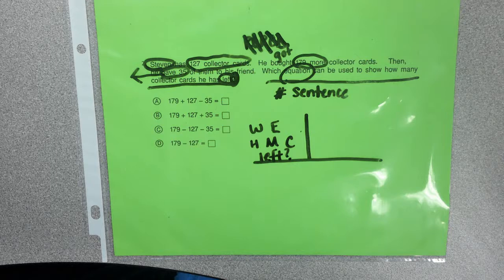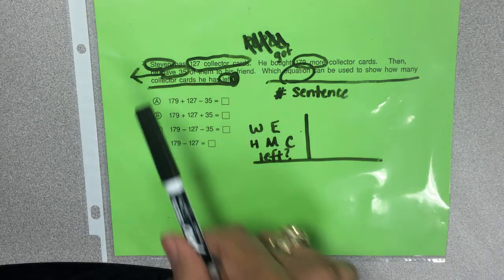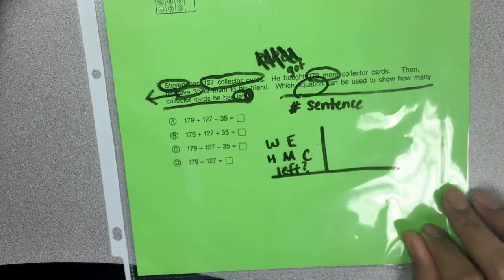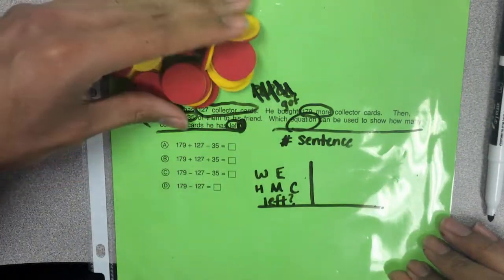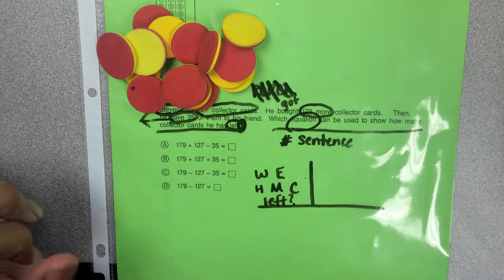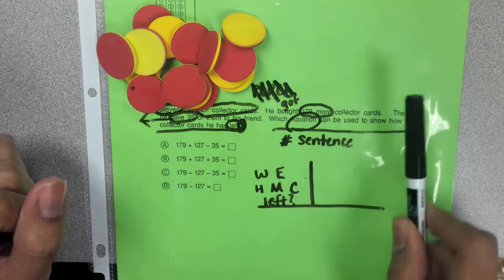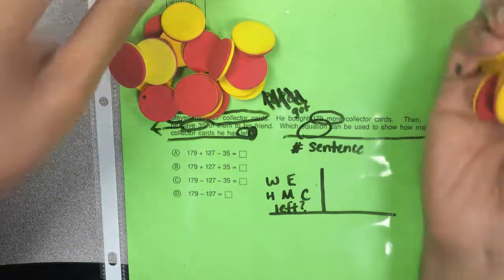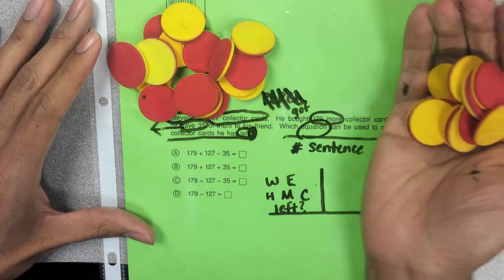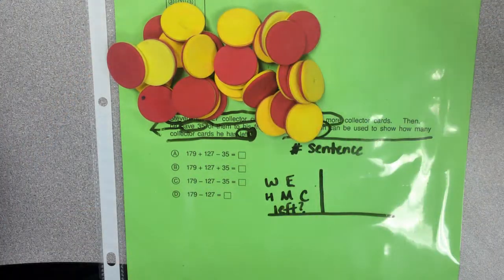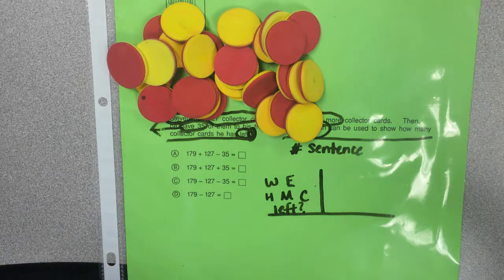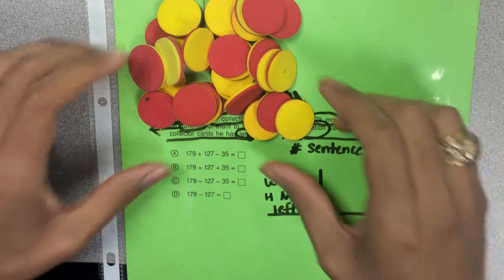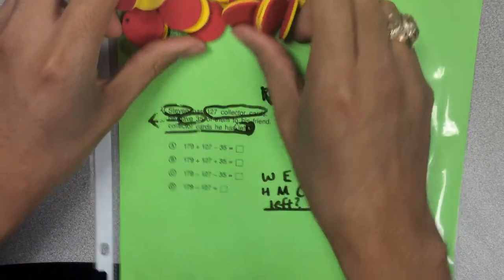And now I'm going to ask, what do you know? Well, I know that Stephen had 127 collector cards. I'm going to use these counters to represent what's going on in the problem. So these are his 127 collector cards. And then he bought 179 more collector cards. So if he bought 179 more, does he have more or does he have less? He has more. So right now we just join those two numbers together. That's how we're going to represent that in our strip diagram.